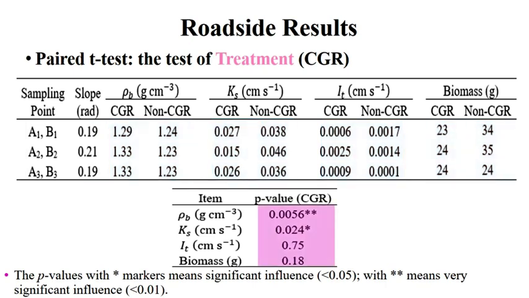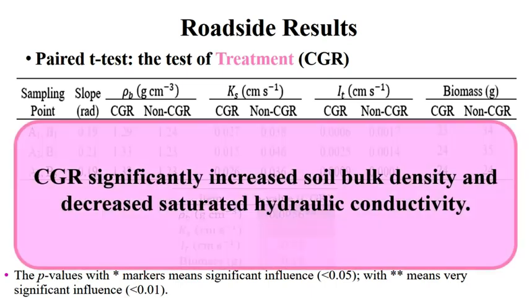Okay, here is the p-value. We noticed that there were significant differences of CGR on soil bulk density and saturated hydraulic conductivity. Then we may conclude that CGR significantly increased soil bulk density and decreased saturated hydraulic conductivity by this paired t-test.